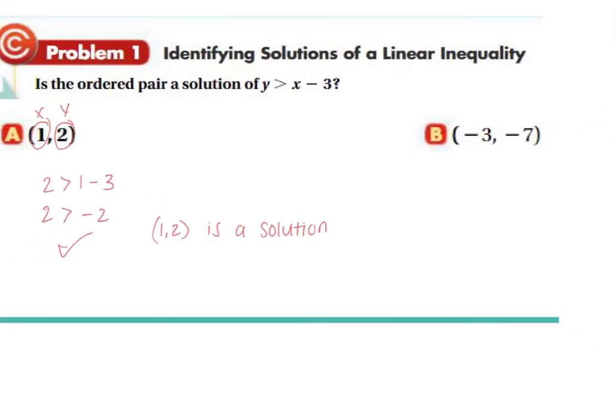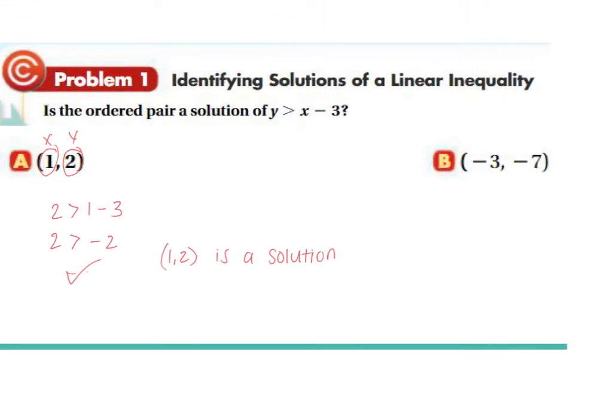B, negative 3, comma negative 7. So this negative 3 is going to be what? X or y? X. The negative 7 is going to be? Y. We plug them in. So it was y is greater than x minus 3. Instead of x and instead of y, we've got negative 3 and we've got negative 7.